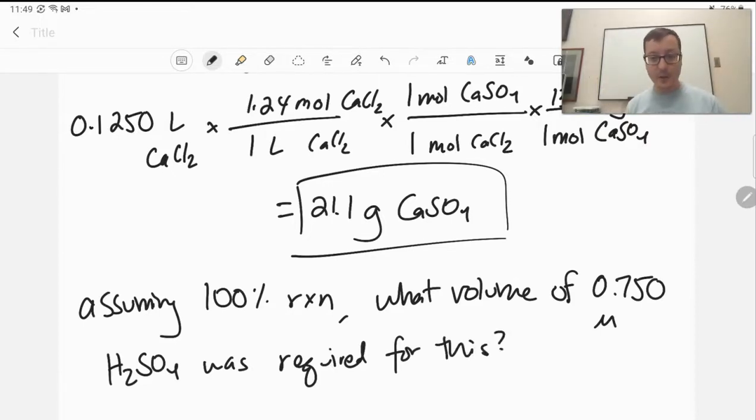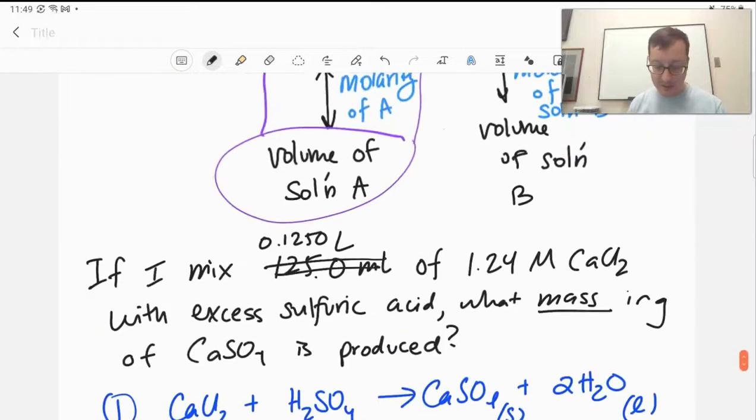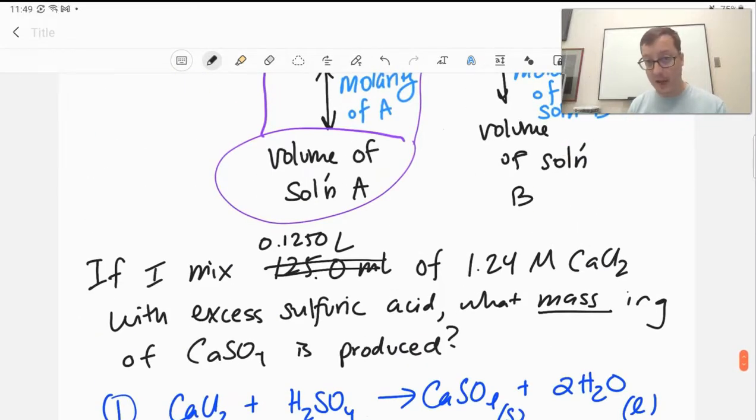We could figure that out as well. So let's say instead now we're looking at the sulfuric acid. So, now that the excess is out of the way, let's see how much we would have used. And so we can do the same thing. We can say, okay, well, I know the amount of calcium chloride I'm reacting.